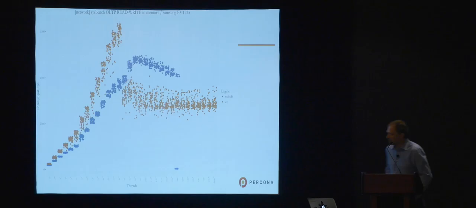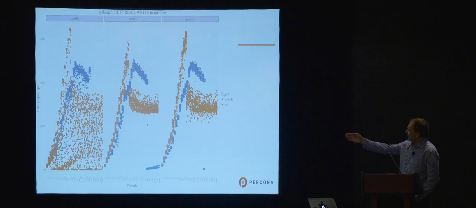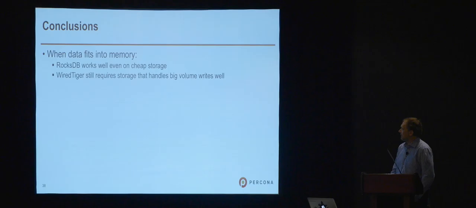And now, if you look at results for high-end storage, it shows a similar result to the previous server-grade storage. So, if we summarize all the storage on one chart, we see that low-end storage is not very good for WiredTiger, and WiredTiger might require faster, more performant storage, while RocksDB seems kind of indifferent. Results for RocksDB are almost identical for all kinds of storage I tested. So the conclusion from this experiment: when data fits into memory, RocksDB works well even on cheaper storage, but WiredTiger requires storage that can handle a huge volume of writing.